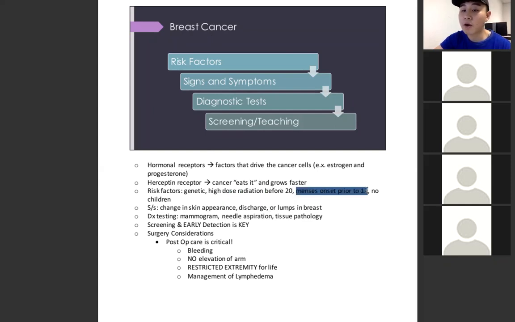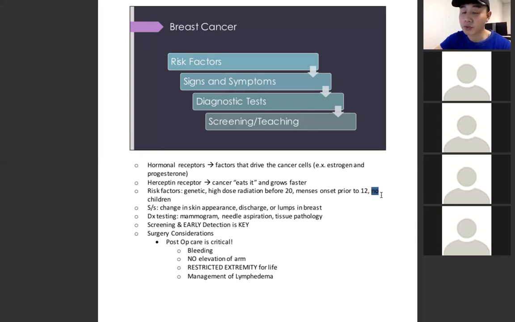Menses onset prior to 12. It means that there's a term called precocious puberty, where the pediatric patient experiences puberty at an early age, and especially a young female who experiences a menstrual cycle before the age of 12 is at high risk to develop breast cancer in later life. So for children who have menses before the age of 12, we have to scan and screen them early.